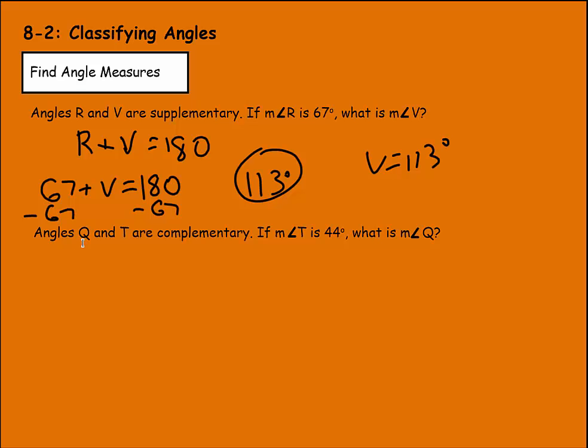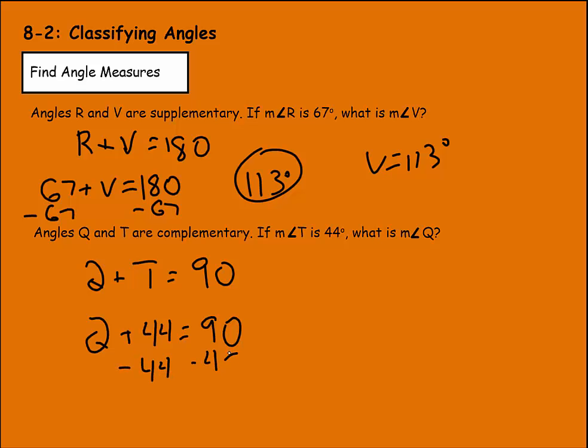Now we have angles Q and T are complementary. If the measure of angle T is 44 degrees, what is the measure of angle Q? So what do I know? I know complementary is 90 degrees, so Q plus T equals 90. T is 44, so I can replace T with 44. Q plus 44 equals 90. Then I can get rid of this 44 by subtracting it from both sides. That gives me 46. Q equals 46 degrees.